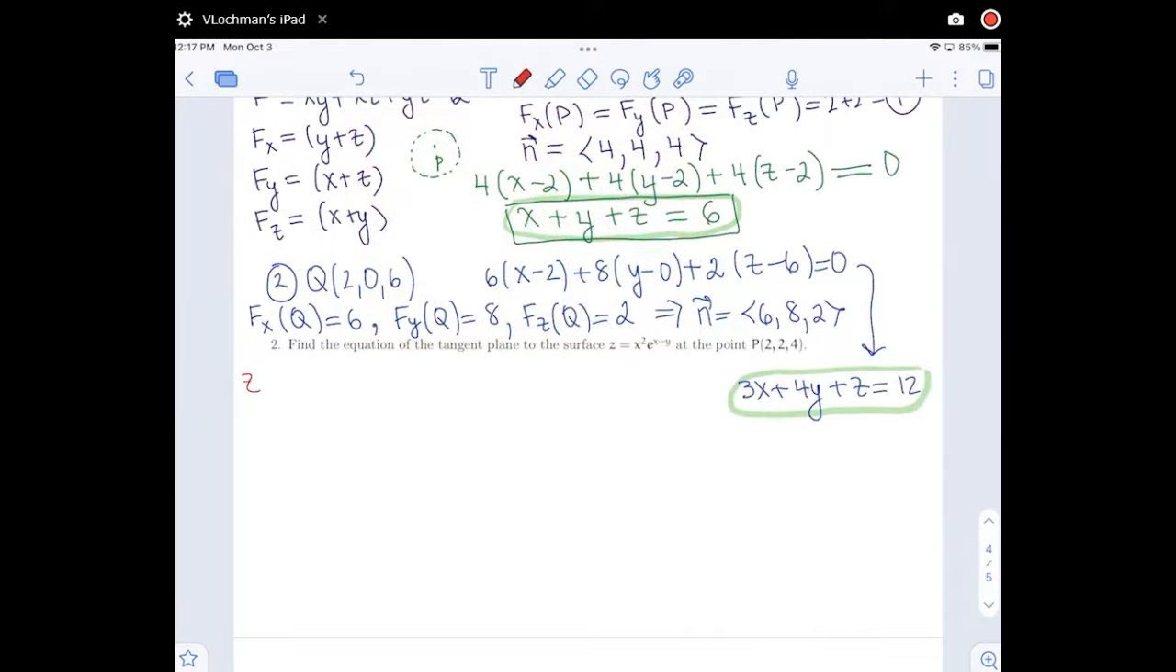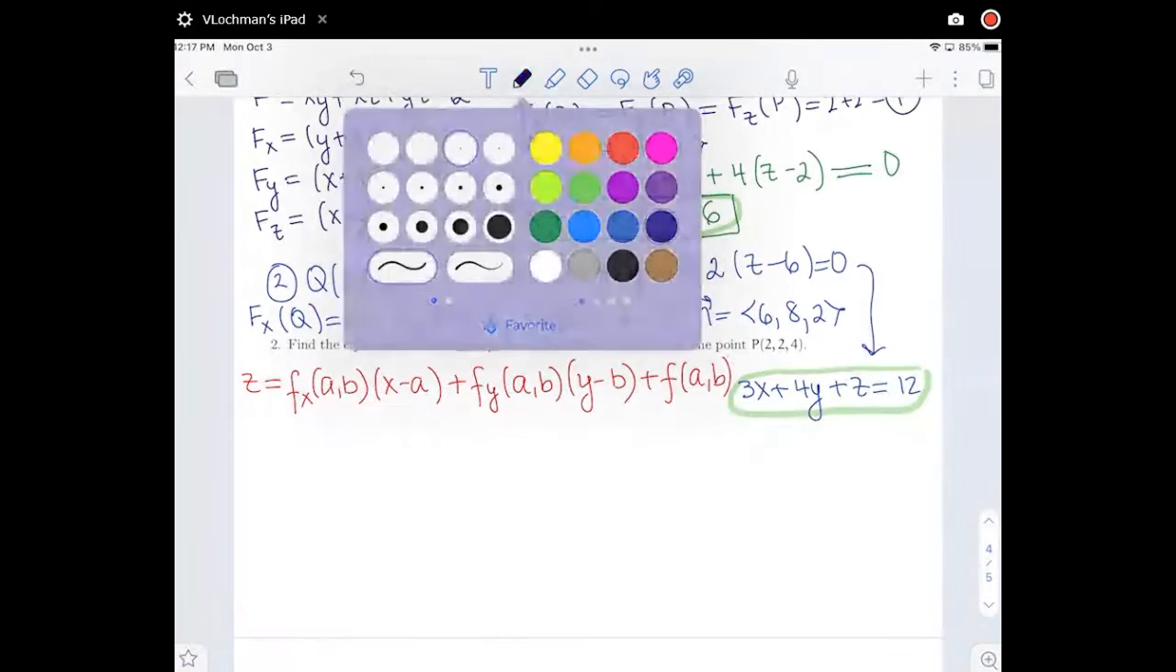This is going to be z is equal to what? That's going to be fx evaluated at AB times x minus a, right? So part of it is the same, plus f subscript y evaluated at AB times y minus b, and then also f of AB. Okay, let's go ahead and compute this.